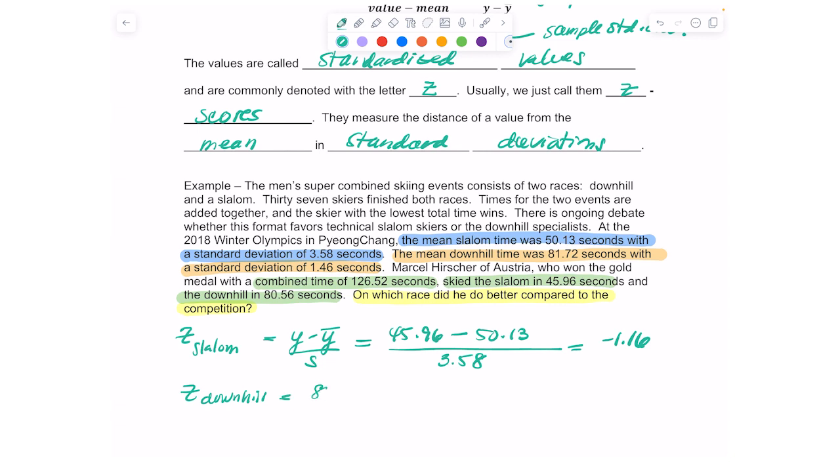I'm going to do the same thing for the downhill, except this time the value, Marcel's value, was 80.56, and I'm going to subtract the average for the downhill, which was 81.72, and then divide by the standard deviation for the downhill, 1.46. And when you do that, you get negative 0.79.